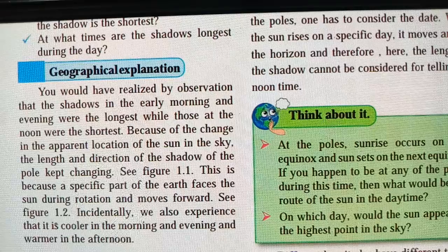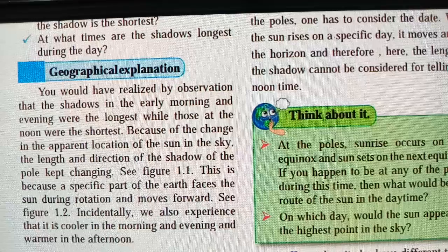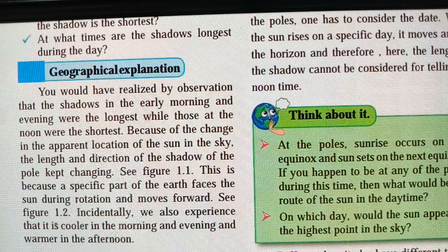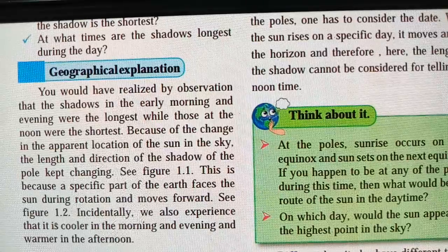Geographical explanation. You would have realized by observation that the shadows in the early morning and evening were the longest, while those at noon were the shortest. So when you are having different kinds of shadow, the shadow in the early morning is totally different as compared to the evening shadow and the afternoon shadow.